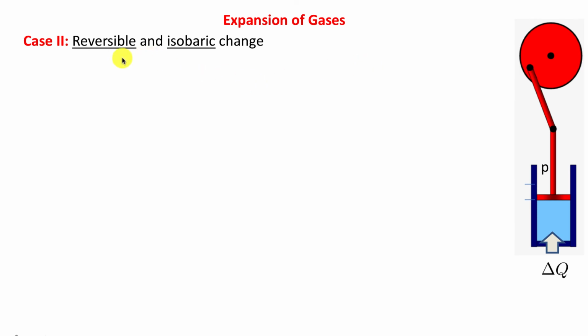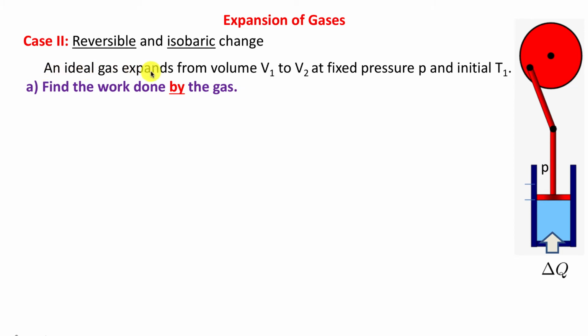Now let's go to a different situation where again we have a reversible change, but this is done under constant pressure. So again, iso means constant, bar means pressure, and now imagine that in going from here to here, the pressure that is exerted on the piston is constant. To be more definite, this ideal gas expands from V1 to V2 at fixed pressure, and the initial temperature was T1. I'm not saying that the final temperature is T1 also. This is not isothermal. The temperature will change.